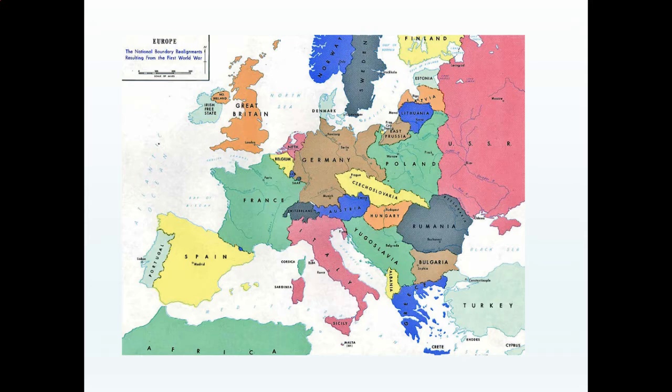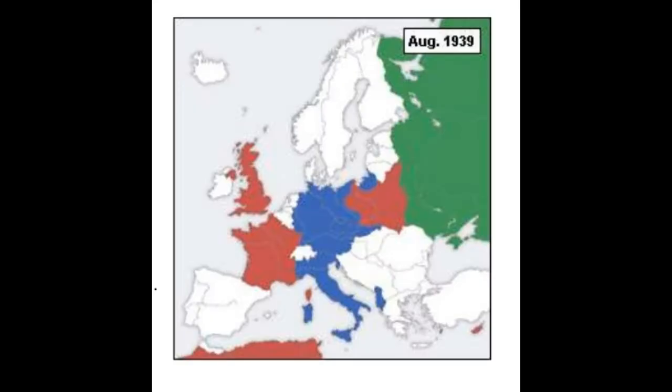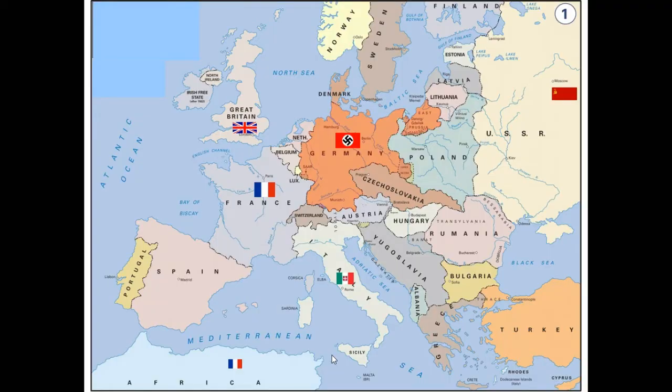This is what Europe looked like on the eve of World War II. Germany had been greatly expanded with its additions of Austria and parts of Czechoslovakia. England and France had drawn the metaphorical line in the sand saying that Poland would be defended. And it's on September 1st, 1939, when Adolf Hitler first utilizes the tactic of Blitzkrieg.